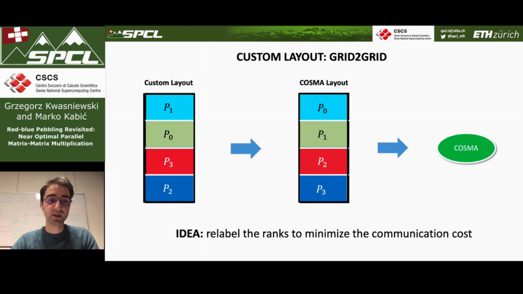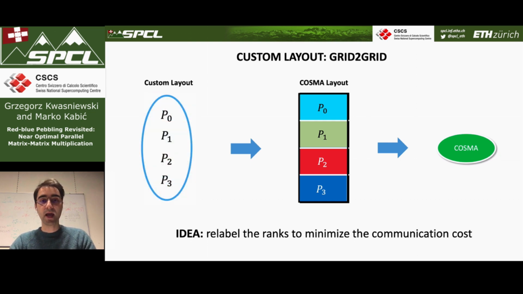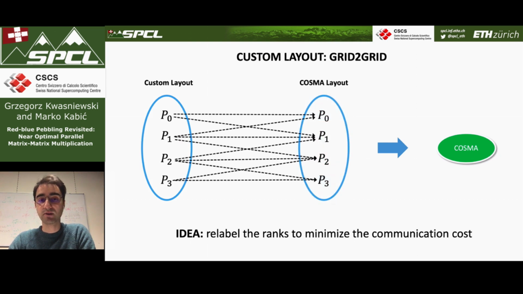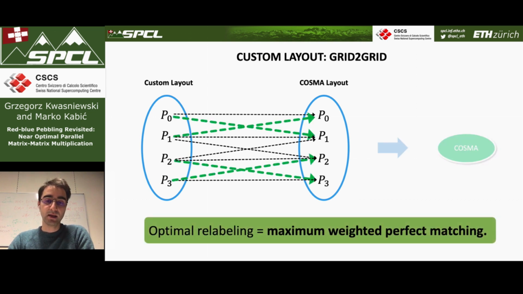In fact, COSMA will do a similar thing for any custom layout. It represents the data reshuffling problem with a bipartite graph, where each edge represents the communication that would have to be performed in order to change the layouts. In this bipartite graph, COSMA finds the maximum weighted perfect matching, which gives us the optimal relabeling, the relabeling that minimizes the communication for data reshuffling.